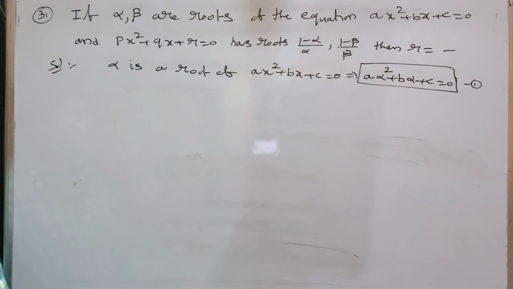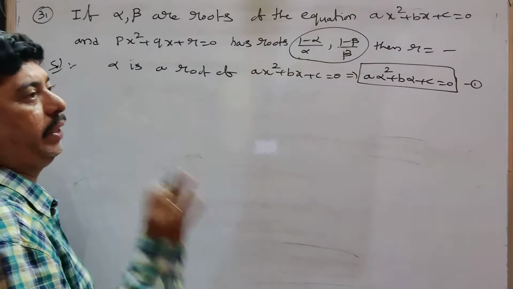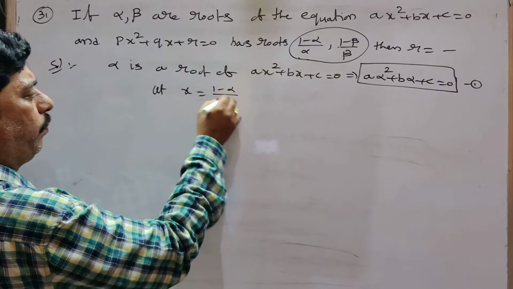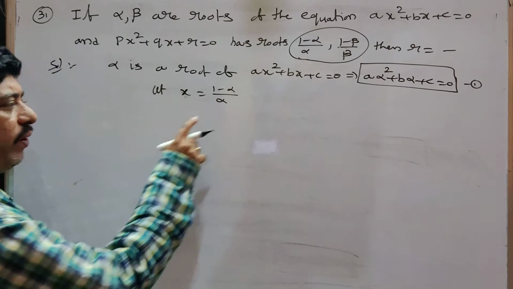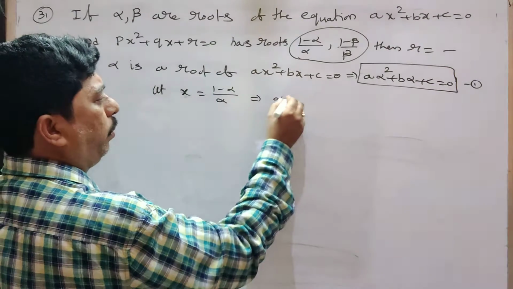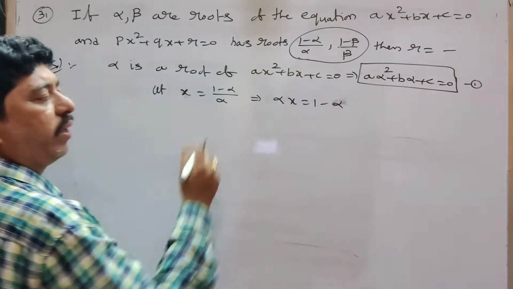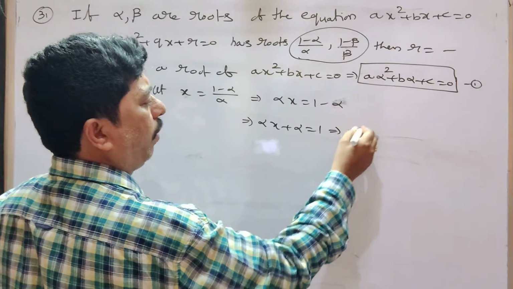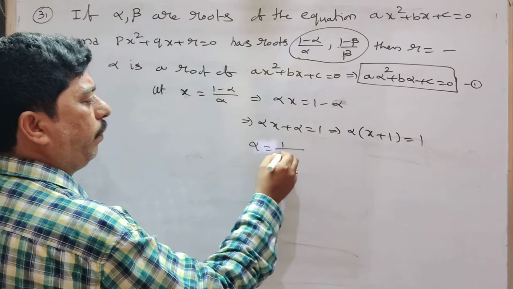Now I am finding the equation having the roots 1 minus alpha by alpha and 1 minus beta by beta. Let x equal to 1 minus alpha by alpha. From this you have to find the value of alpha, then substitute the alpha value. Alpha x equal to 1 minus alpha. Taking alpha to the left hand side, alpha x plus alpha equal to 1. From that, alpha common, x plus 1 equal to 1. What is the value of alpha? 1 by 1 plus x.